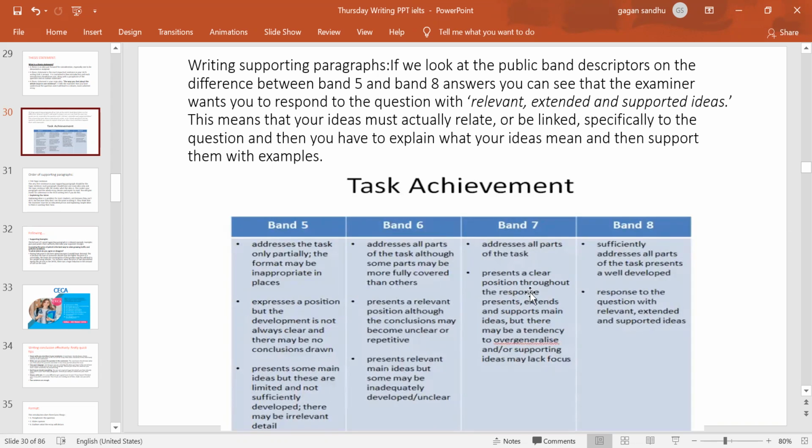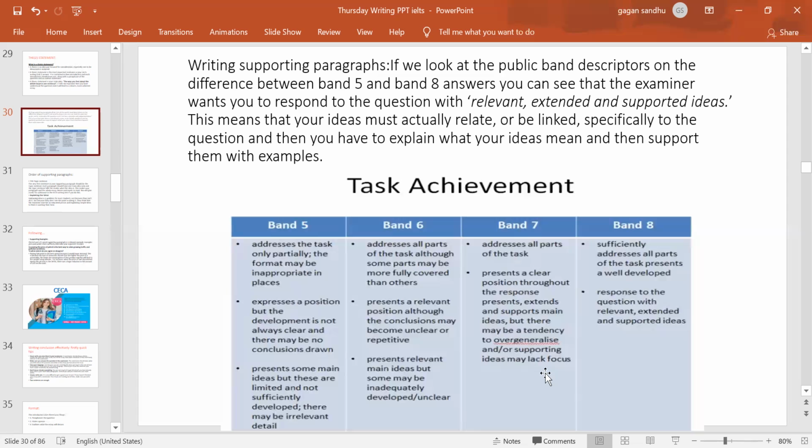Then band 7, where actually we all want to be, addresses all parts of the task. That means the question is fully covered. Presents a clear position. If I said I agree, I explain that clearly in my essay. I have extended my reasoning. I have supported those with the relevant example. But then what is not there, which makes me stand at 7? There may be a tendency to overgeneralize, and supporting ideas may lack focus. So sometimes we just talk more about the given situation, which can overgeneralize the thing.